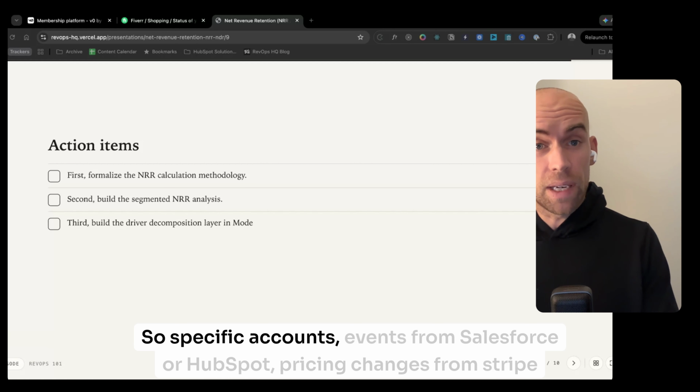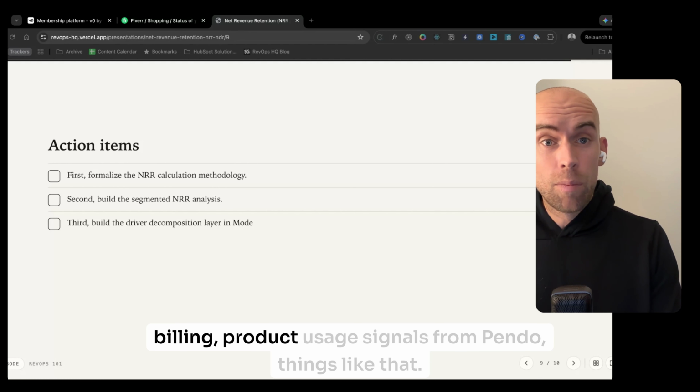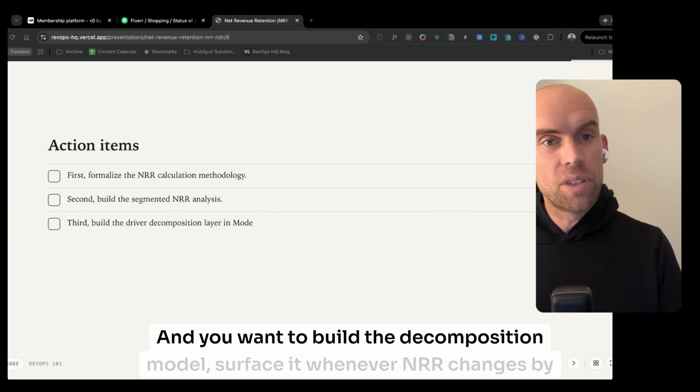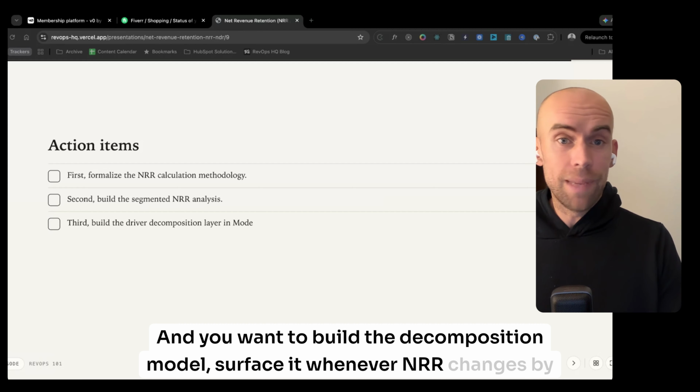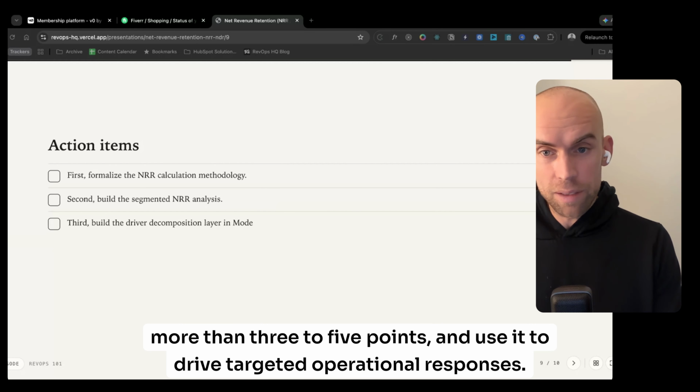So specific accounts, events from Salesforce or HubSpot, pricing changes from Stripe billing, product usage signals from Pendo, things like that. And you want to build the decomposition model, surface it whenever NRR changes by more than 3 to 5 points, and use it to drive targeted operational responses.